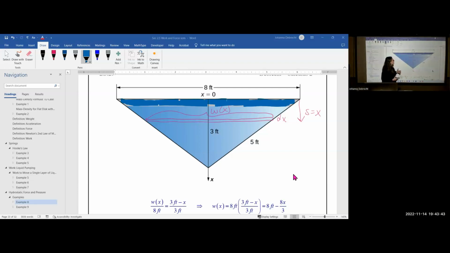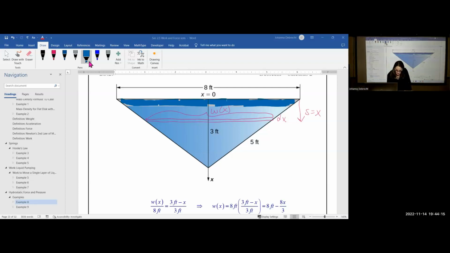Now, what does that tell me? Well, if I set up the width of my strip over the width of the tank, which is 8 feet, then I should have the depth of my particular strip over the depth of the tank. The tank's depth is 3 feet. Now, the strip itself is at 3 feet minus X. So that would be this part of the triangle, all right? Not the location of the strip.